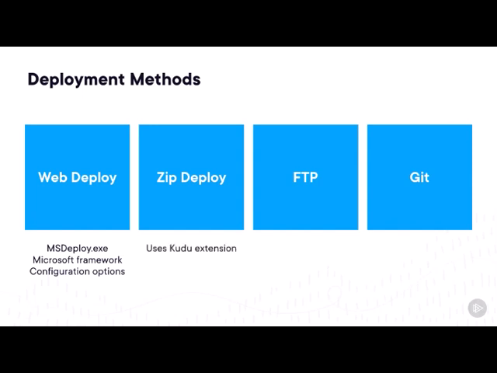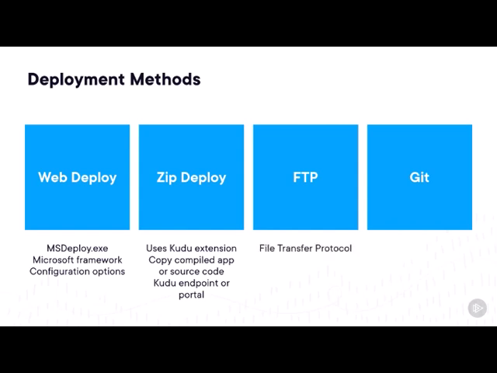Zip Deploy is powered by the Kudu extension that's installed in your app service, and it allows you to either push a zip file containing your compiled application, or push a zip file containing the source code and let Kudu build your app before deploying it to the app service. You can publish zip files by using the Kudu web application, which we'll do in this demo, or by using the Azure CLI, PowerShell, or pushing to the Kudu endpoint programmatically using a tool like curl in the bash shell.